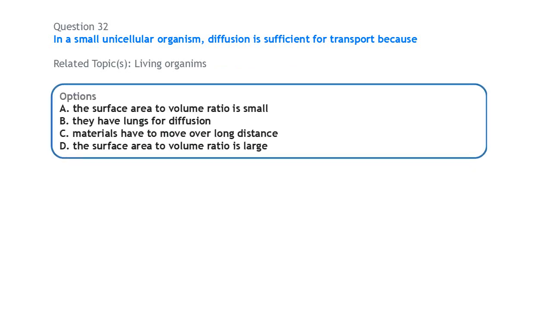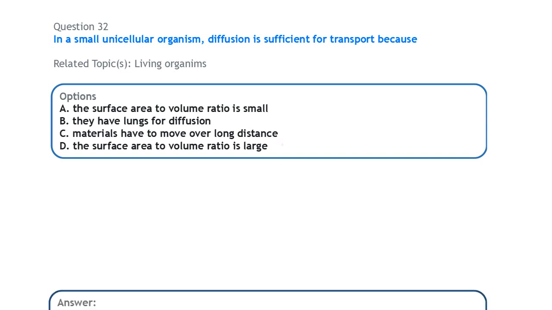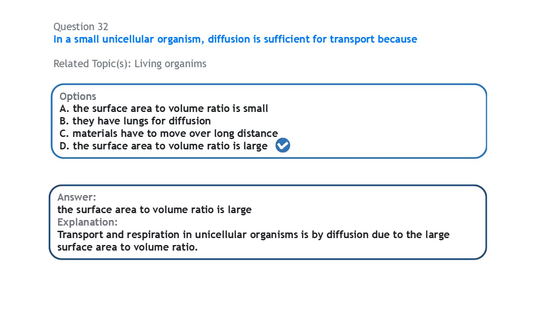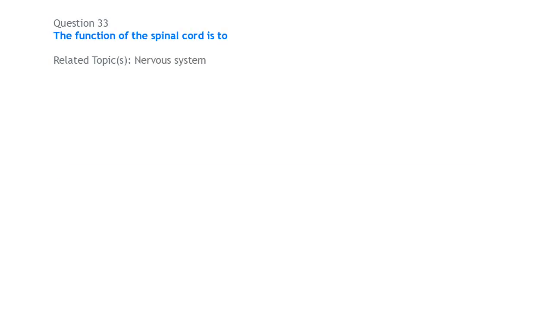Next question on living organism. In a small unicellular organism, diffusion is sufficient for transport because the surface area to the volume ratio is large. Most unicellular organisms like the amoeba, the paramecium, they have a large surface area, and gas can easily diffuse between the environment and the cell. So they have a large surface area to volume.